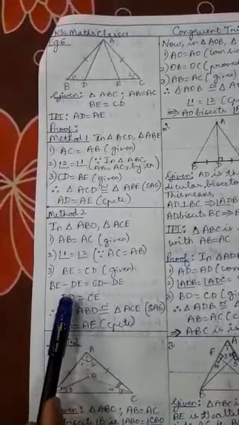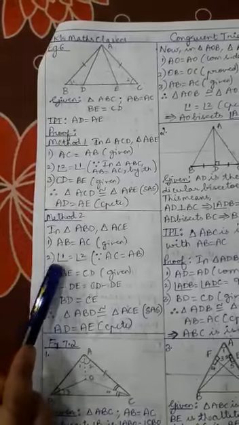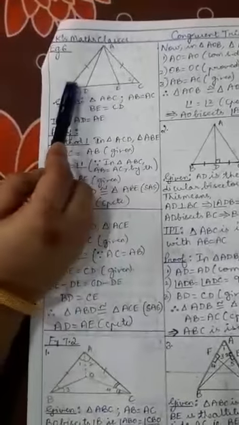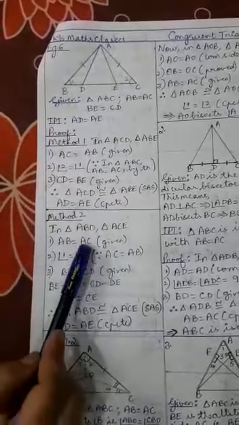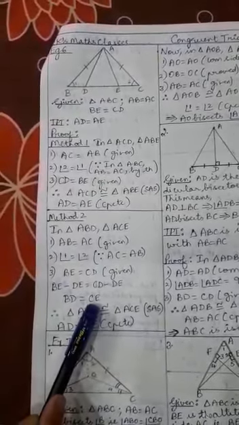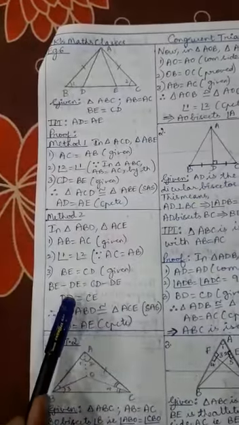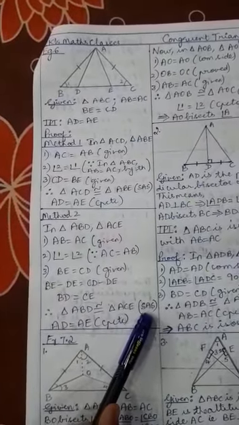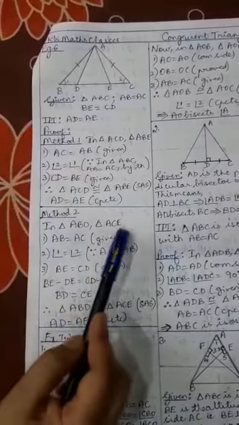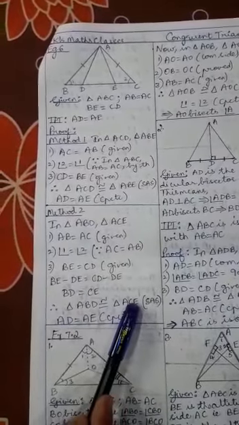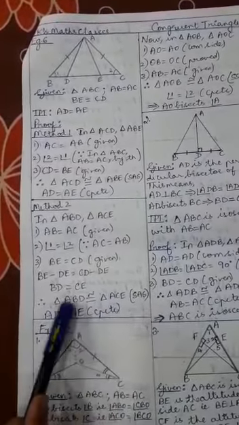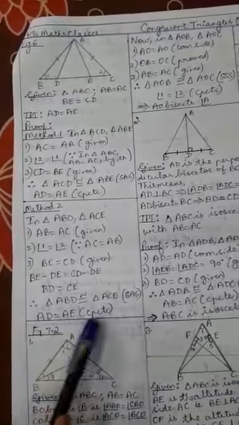You can see that AB and BD, the sides AB and BD include angle 1. And the sides AC and CE include angle 2. So clearly by the SAS congruence criterion, these two triangles are congruent to one another. And now that they are congruent, AD equals AE by CPCTC.